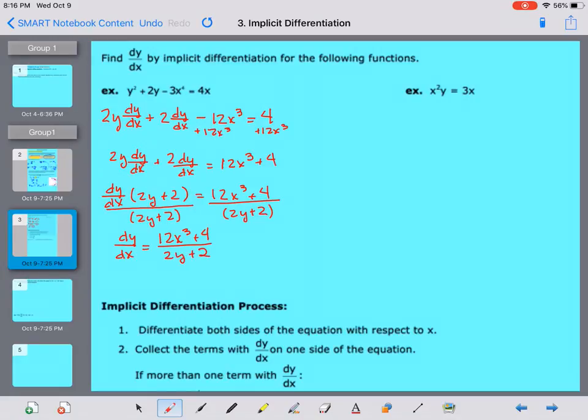Now, if I wanted to simplify this, I could only simplify it through factoring. So if I can factor out something from both numerator and denominator and it's the same thing, then I can cancel it out. In this case, I can factor out a 2 across the board. I get 6x cubed plus 2. I could factor out more, but I'm only going to factor out what I need to cancel out. And I get that. Okay.